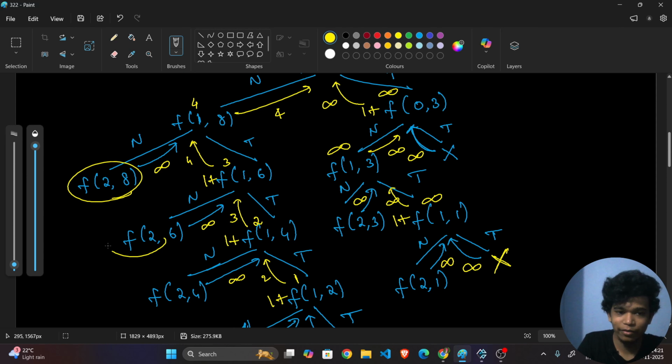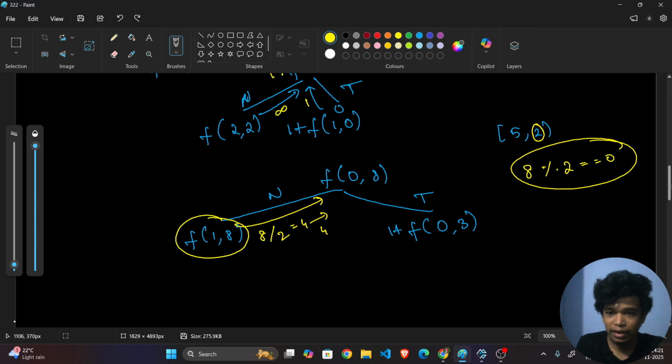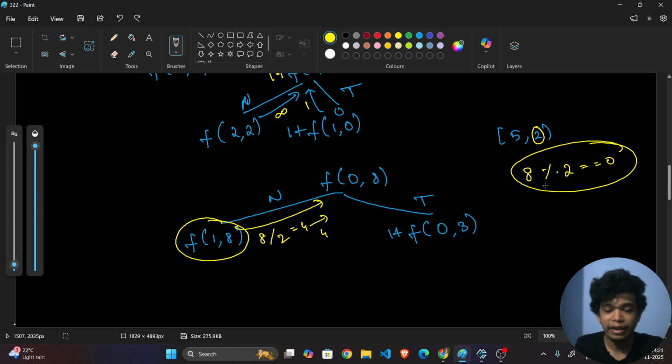And all of these will be returning infinity. Instead of this, here itself I will be checking whether my 8 is divisible by 2 or not. If it is divisible, then I will be returning 8 divided by 2. If it is not, I will be returning infinity. That's it. I understand this.